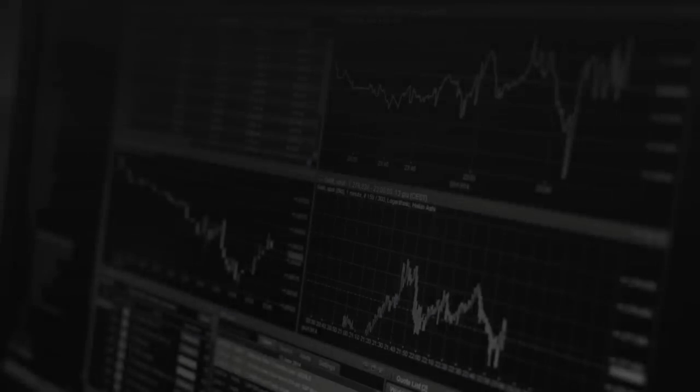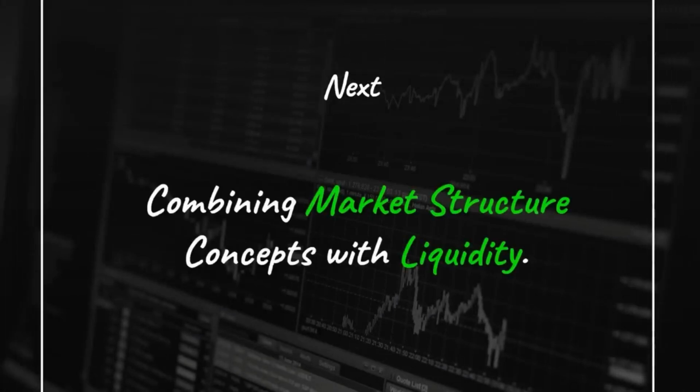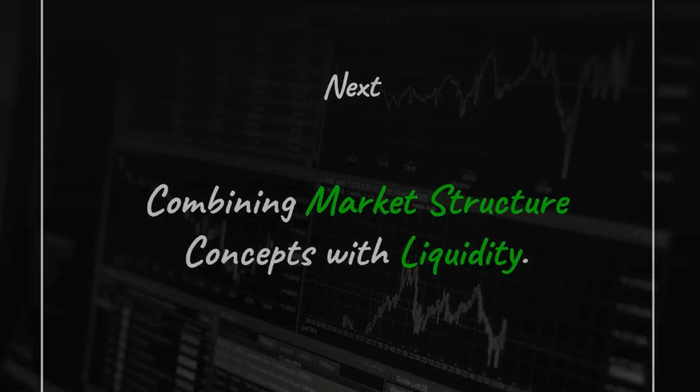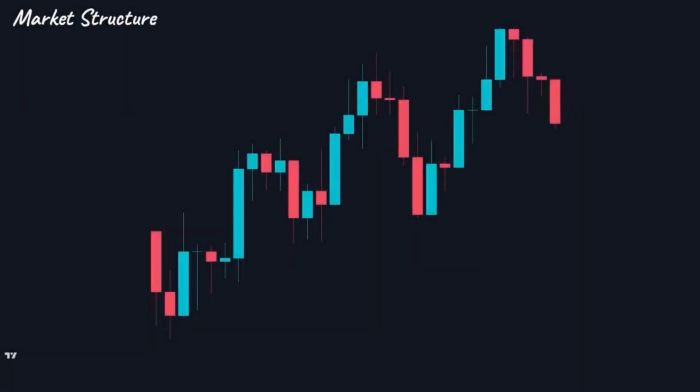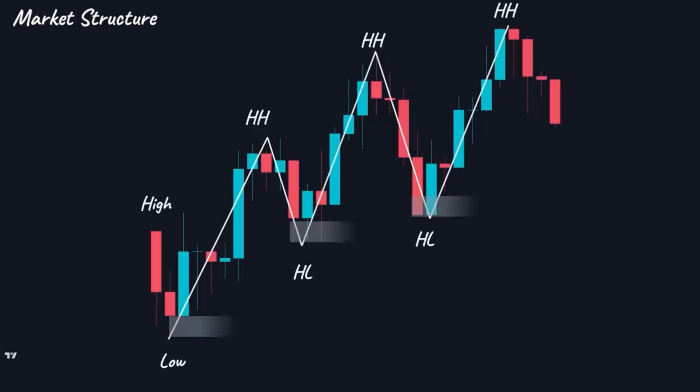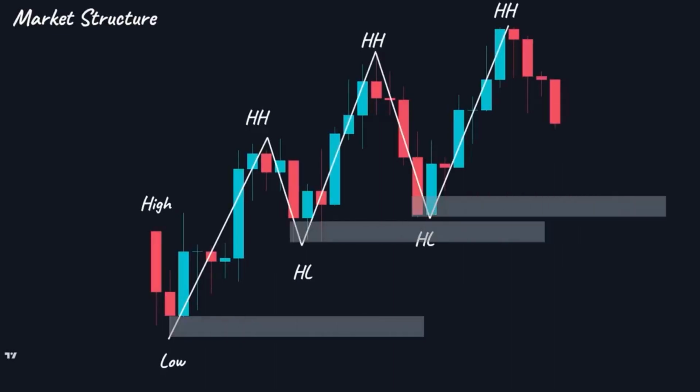Now let's continue with the second part of this video, which is combining market structure concepts with liquidity. When we talk about market structure, we refer to swing highs and swing lows, price movements, and the areas that the market has reacted to earlier. We consider all these items as part of the market structure, and they are the skeletons of the movement. Now let me show you some basic concepts about market structure in the smart money trading plan.